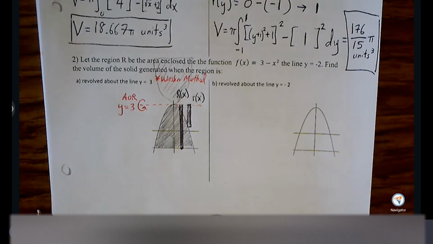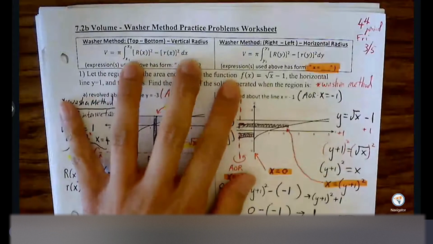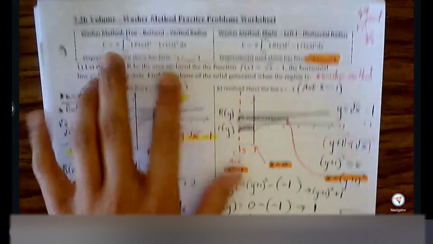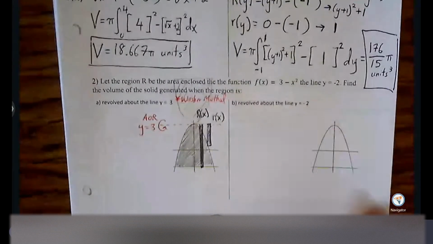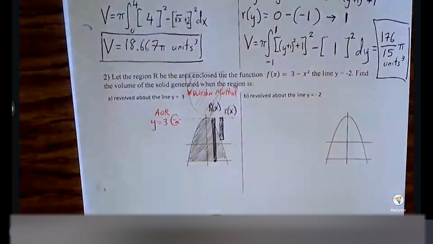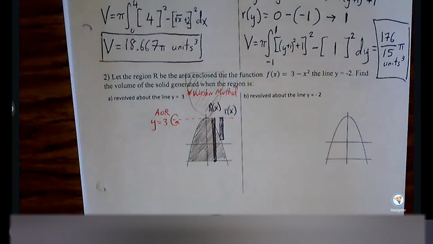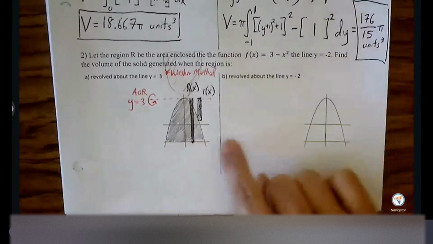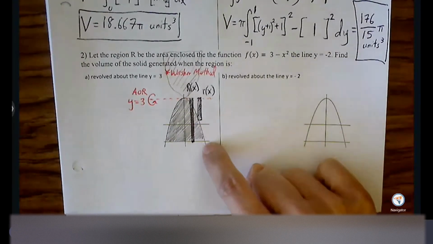Top minus bottom, vertical radius. We can rely purely on the first method, so it should be easier because the equation's already set up for us. There's no need to rewrite our equations to get it ready. So, Mr. Yang, where is the boundary for little r of x? It's hitting the parabola.